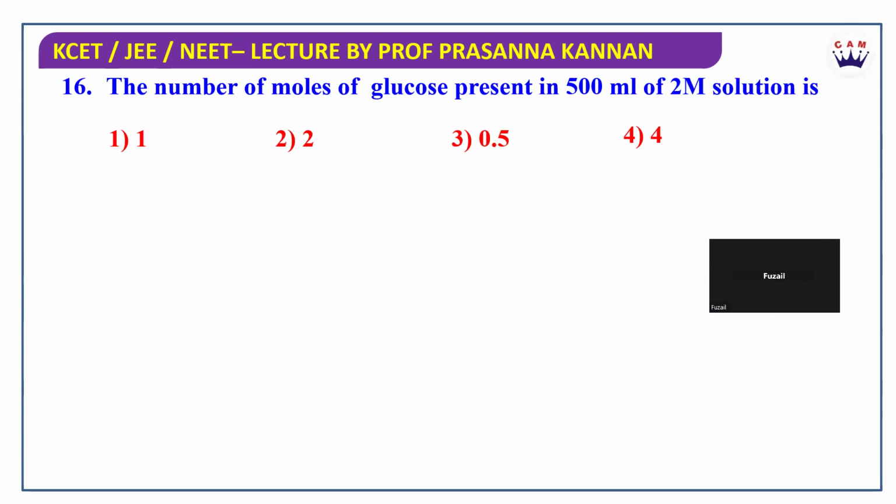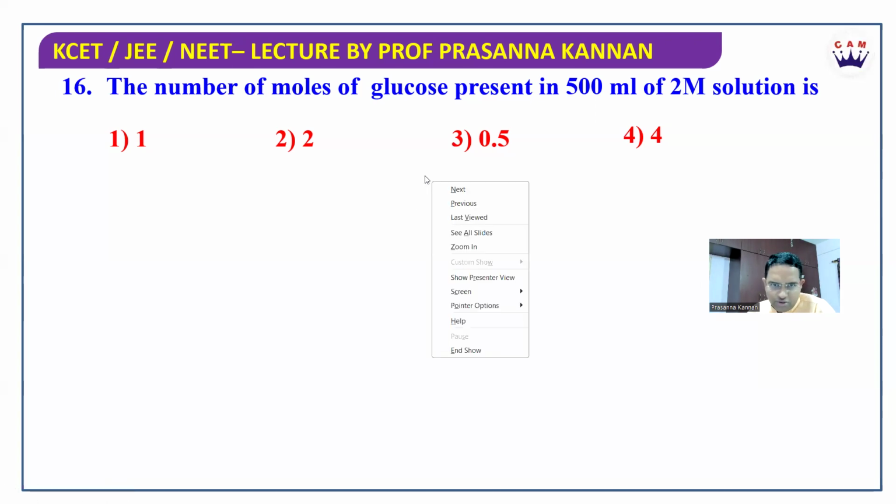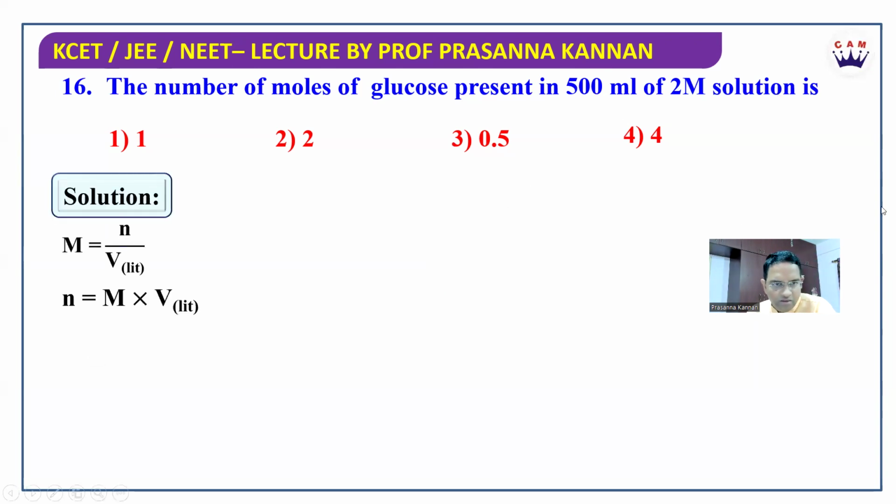Is it clear now, Vijay? Yes, sir. So number of moles is nothing but volume multiplied by molarity. You just have to multiply these two. So 500 ml into 2. 500 ml is 0.5. 0.5 into 2 is 1. So number of moles is volume into molarity. So 1 is the answer. Good.